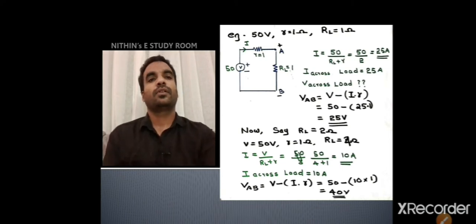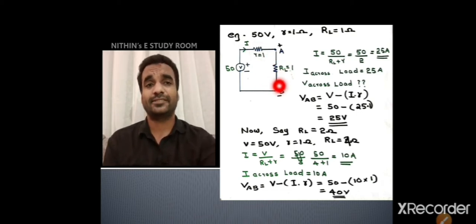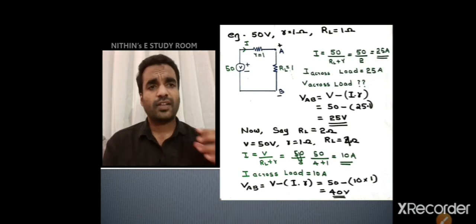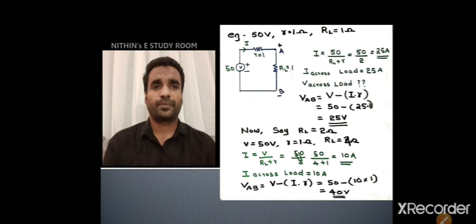First of all, we have two resistances lying in series. What will be the equivalent resistance? That is 1 plus 1, that is 2 ohm. So current is equal to voltage by resistance, V by RL plus r, that is 50 by 2, that is equal to 25 ampere. So the current across the load is 25 ampere.